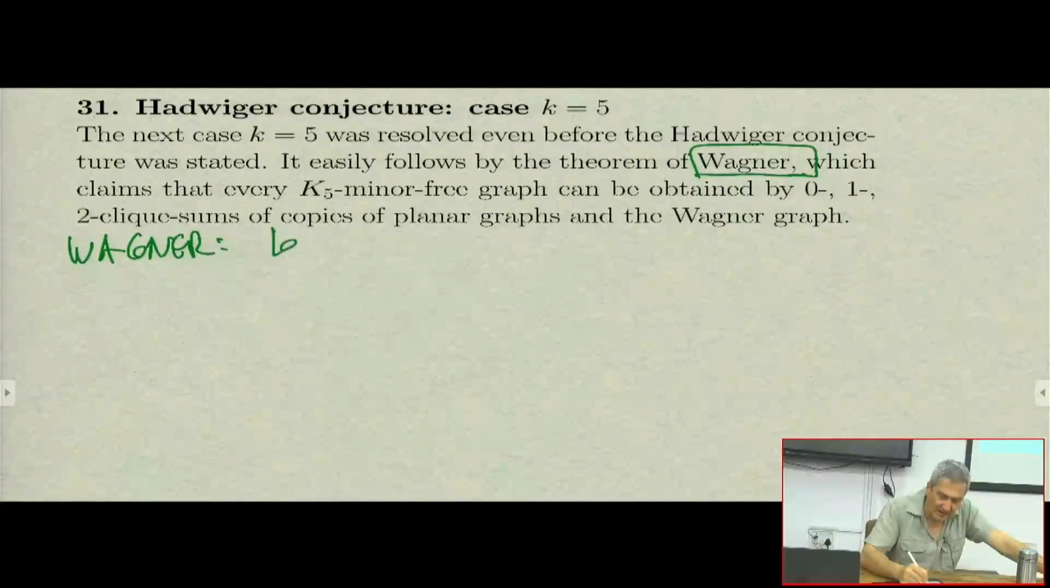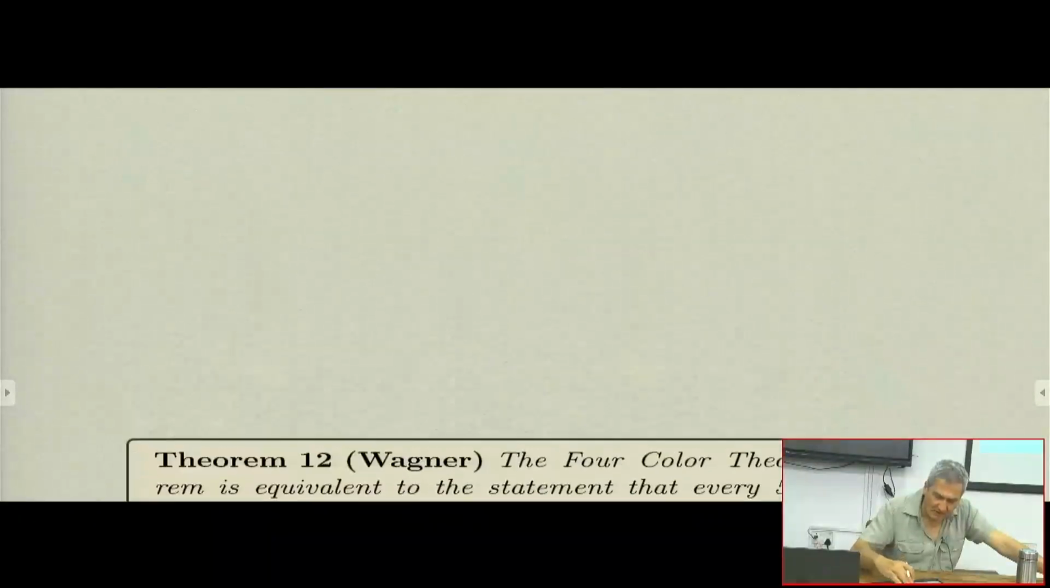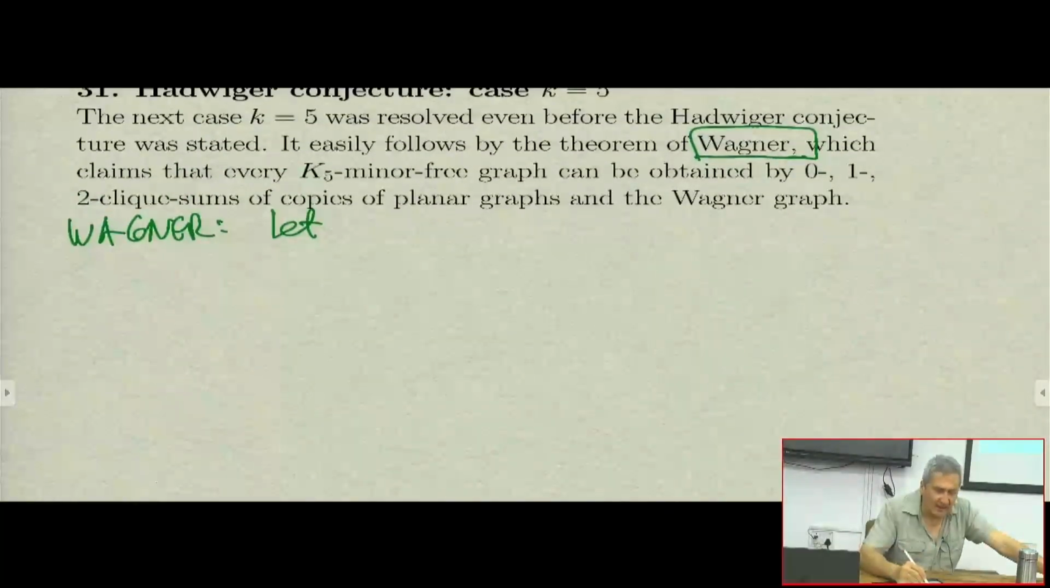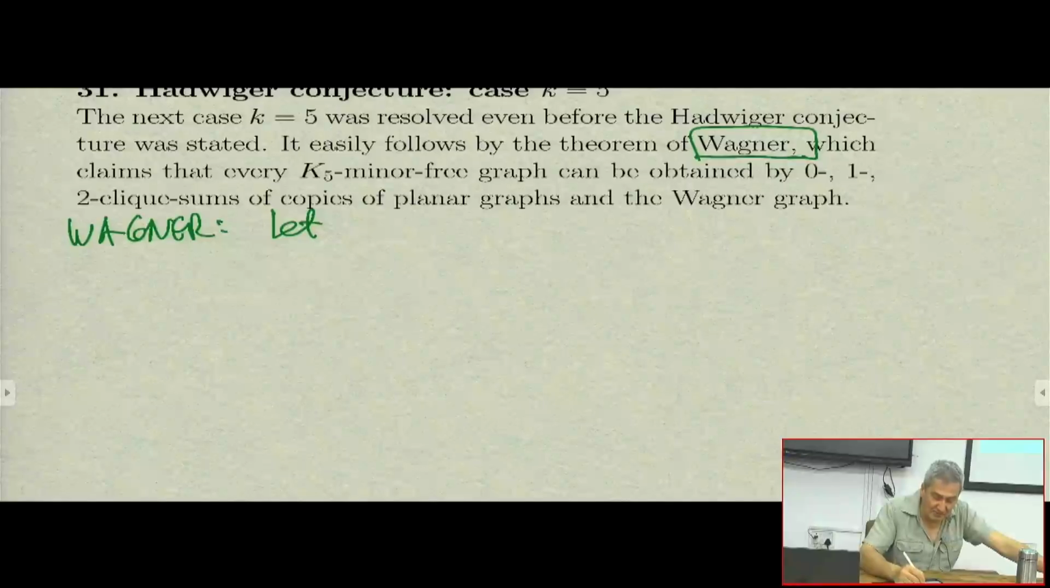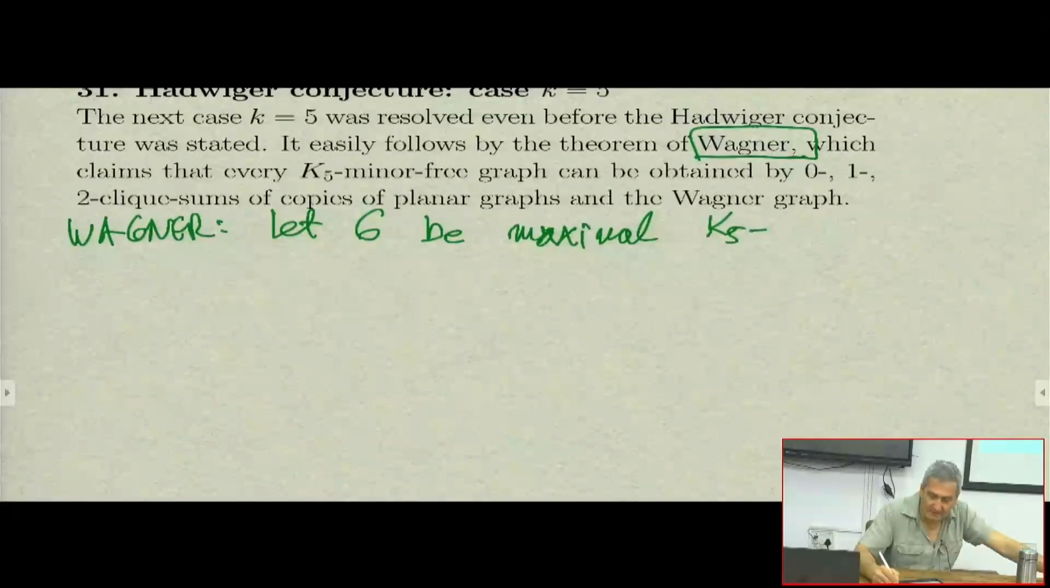Let G be, maybe I have written here to go faster. No, Wagner. This is about characterization of the K5 minor free, maximal K5 minor free graphs. Let G be maximal K5 minor free.